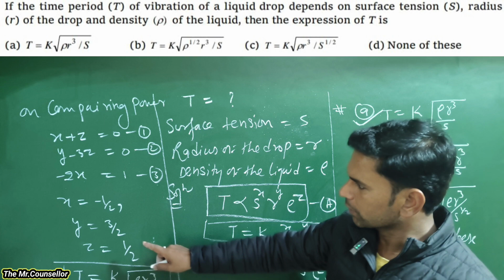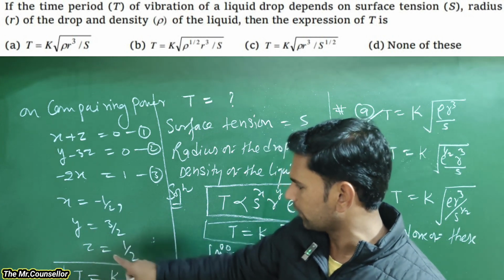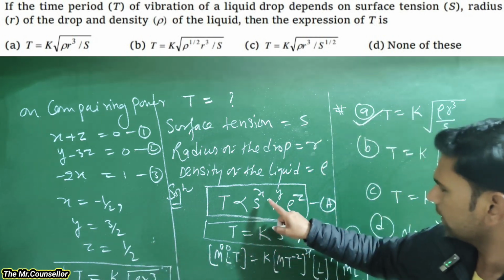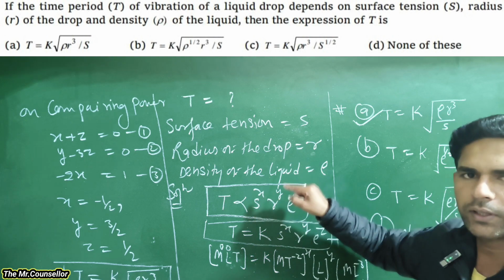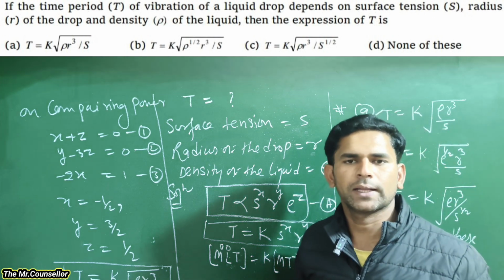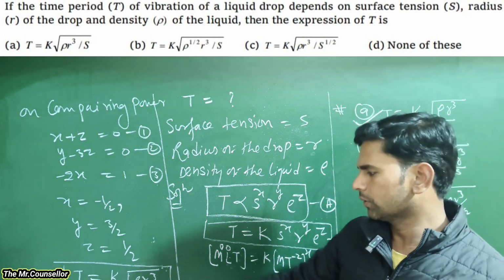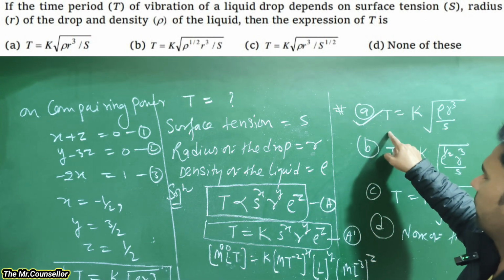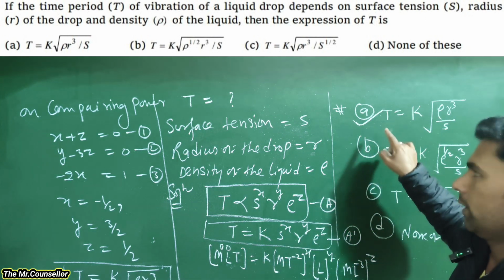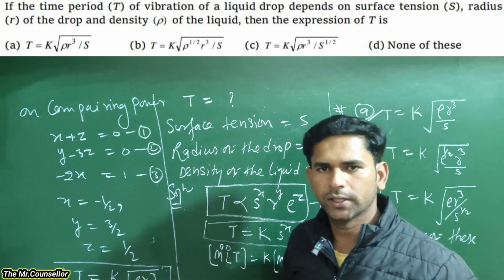You can solve this one, just place the x, y, z values here. After that you arrange the values, then you will get the right answer. That answer is matching, it means option A. Is it okay?